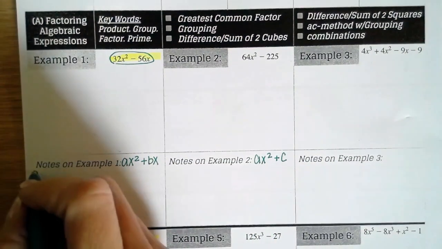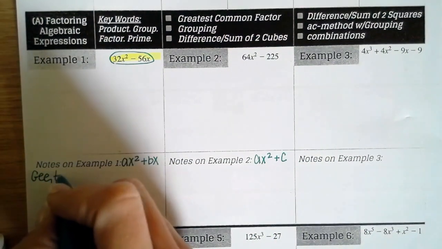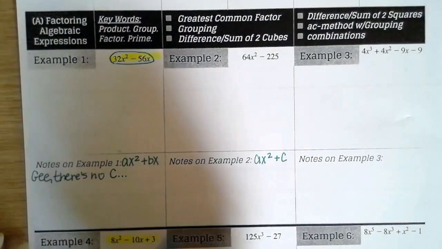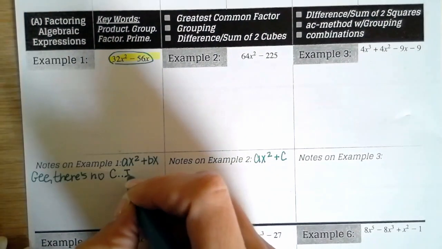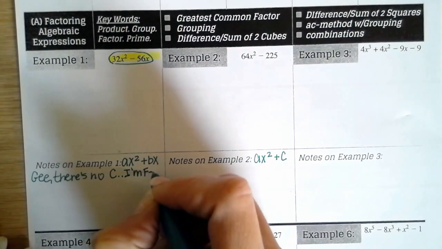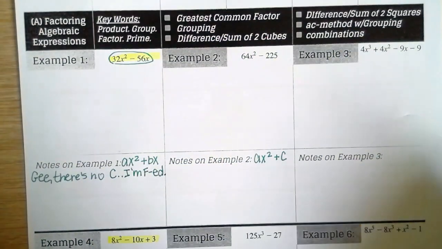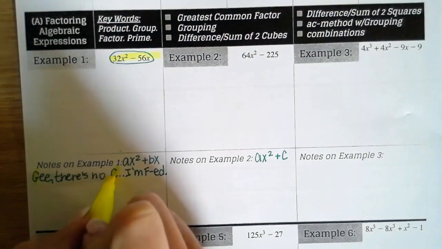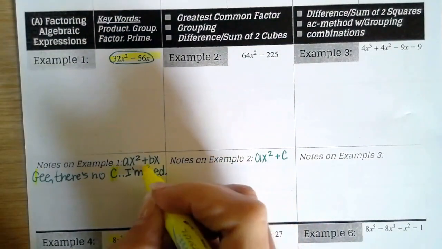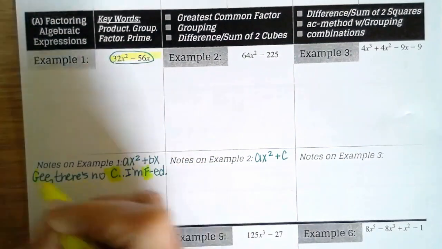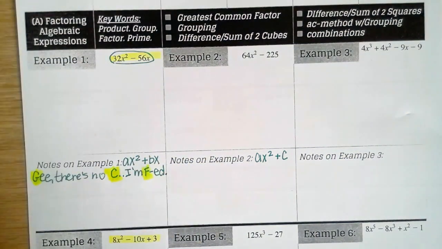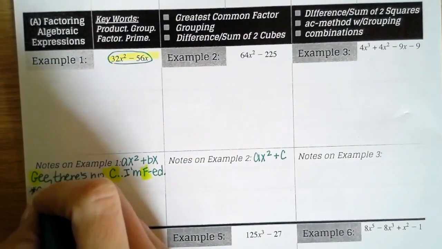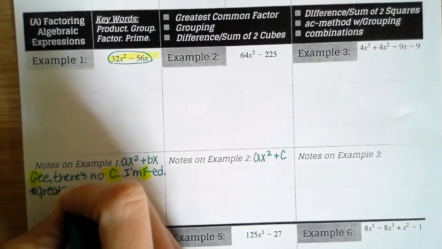Other things for notes over here. You might make a little statement to yourself: G, there's no c. All of a sudden, like, great, how do I factor? I'm F. I don't know how to factor this. G, there's no c. I'm F. That's your reminder that we're going to factor by starting with the GCF. So we're going to start with greatest common factor.